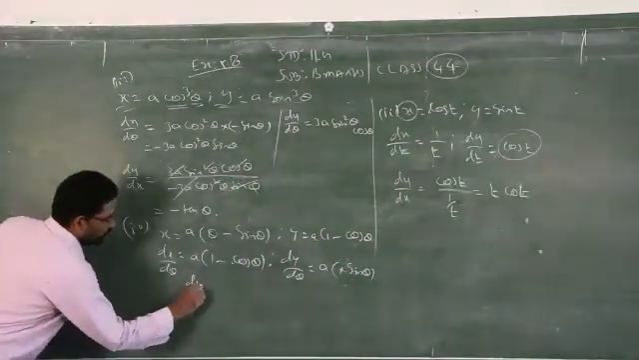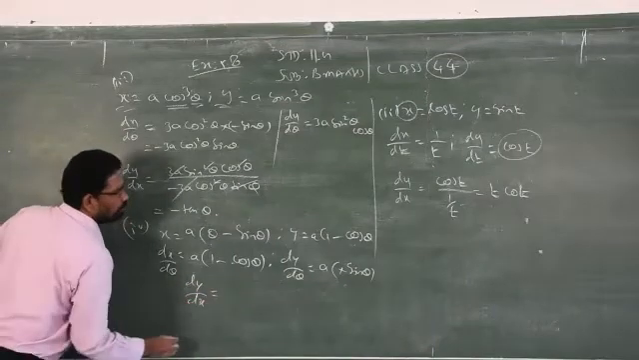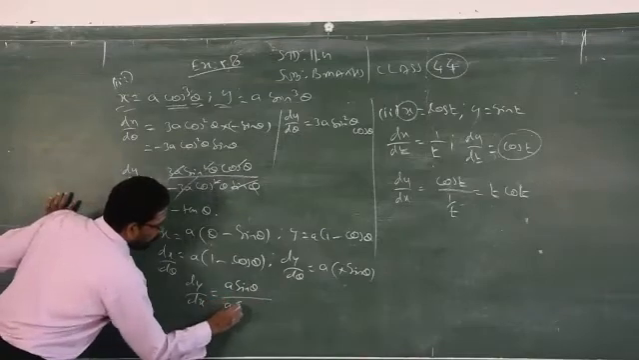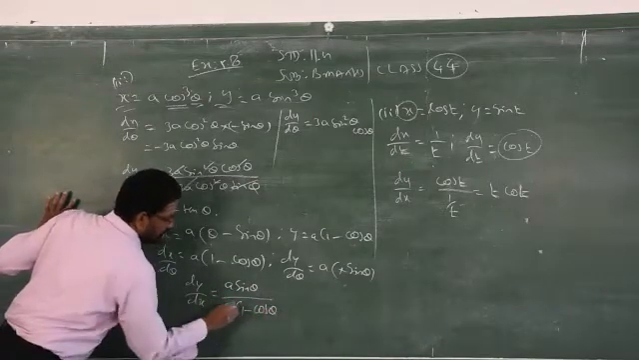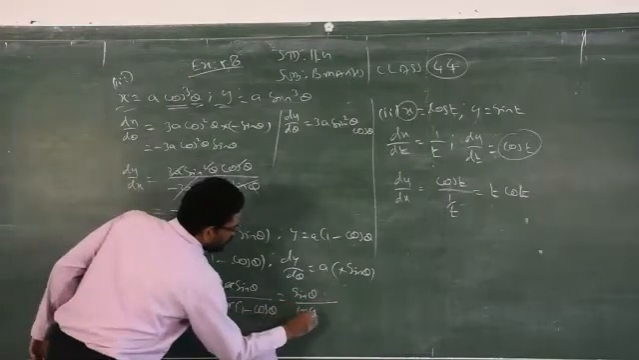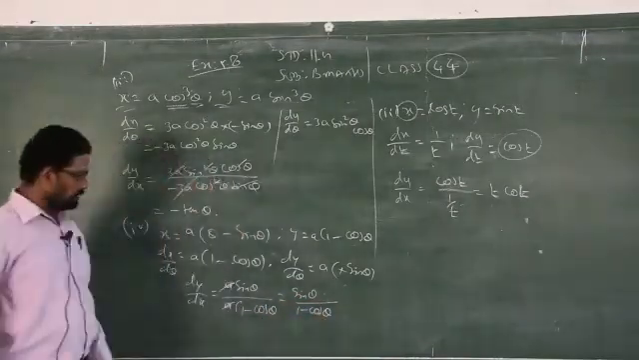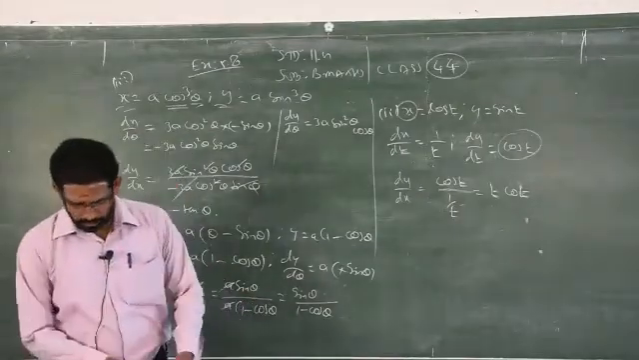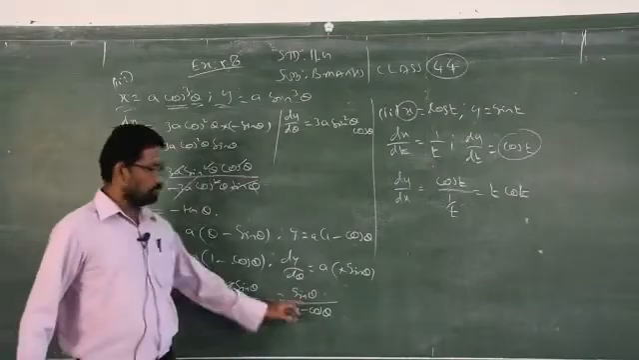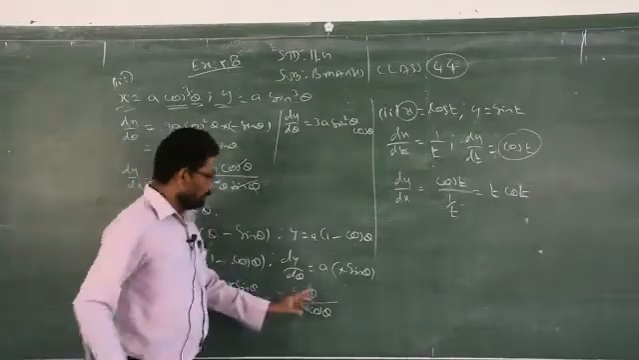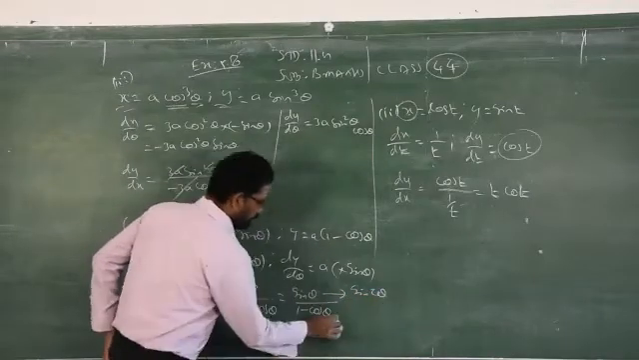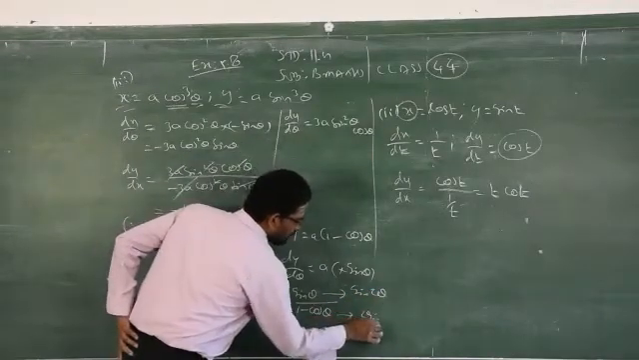Now you can find out dy by dx is equal to a sin theta by a 1 minus cos theta. A gets cancelled, sin theta by 1 minus cos theta. Your answer may not be in this format. Let me check. If the answer is not in that particular format, then you have to apply the trigonometrical ratio. I am giving the hints. This you can use sin 2 theta format. This you can use 2 sin square theta.